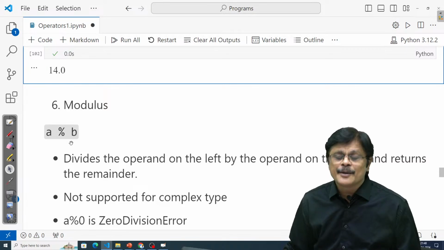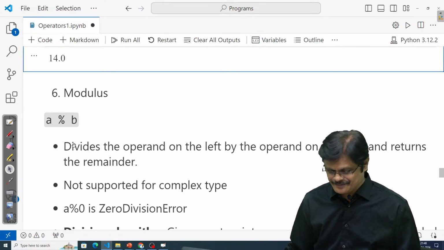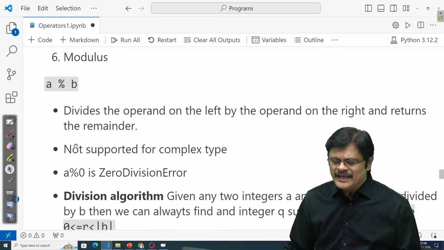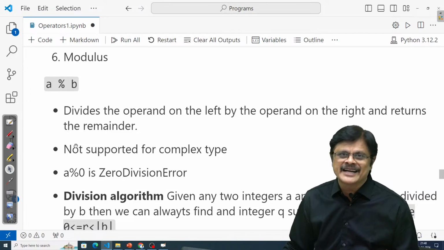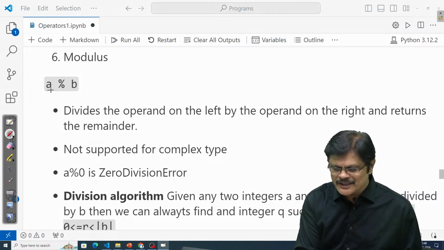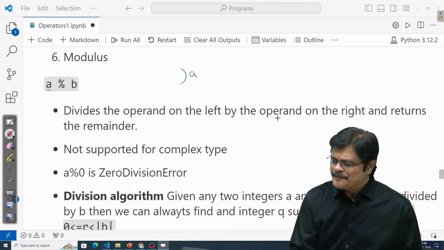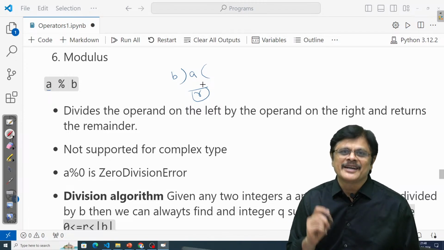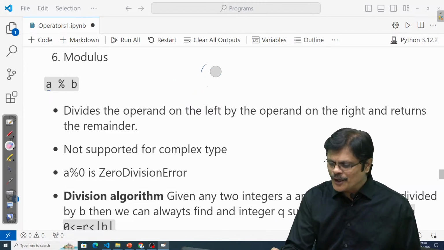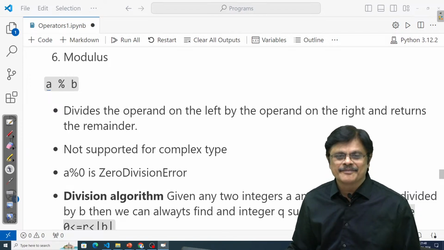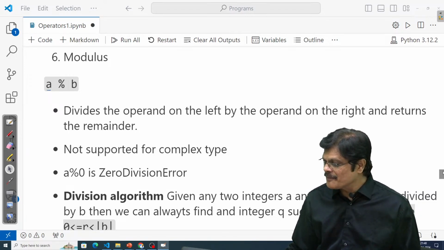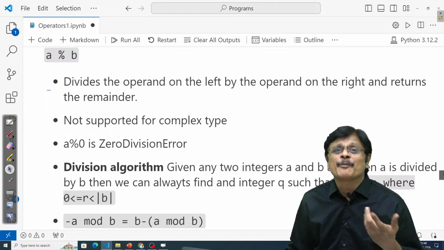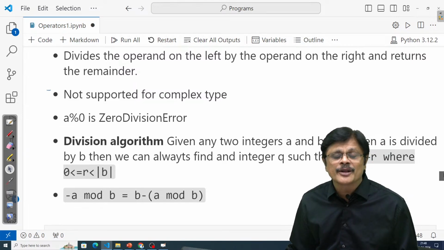The next one is modulus, percentage. This is very interesting, my dear friend. It divides the operand on the left hand side by the operand on the right hand side, and returns the remainder. It gives you the remainder. And I want you to remember this division algorithm. In Python, mathematical calculations are done properly, so it follows the division algorithm perfectly.